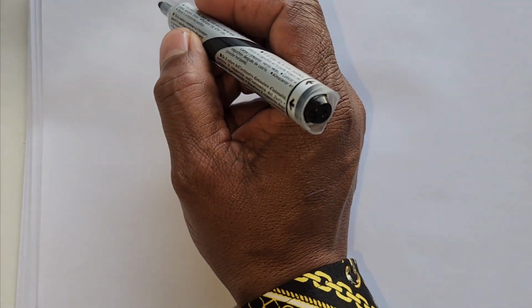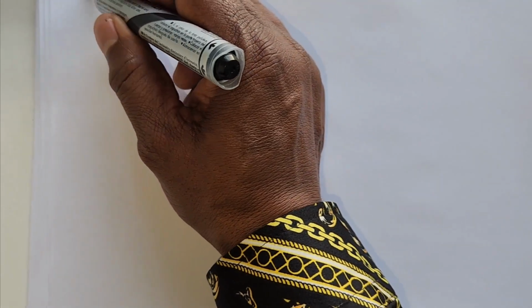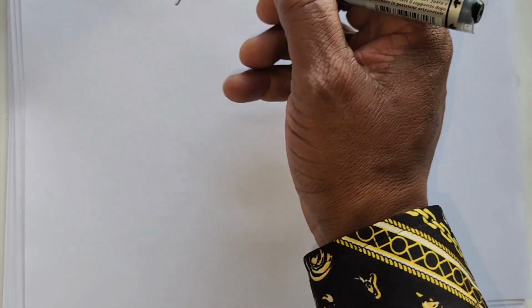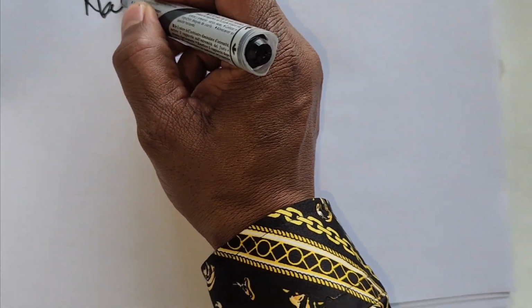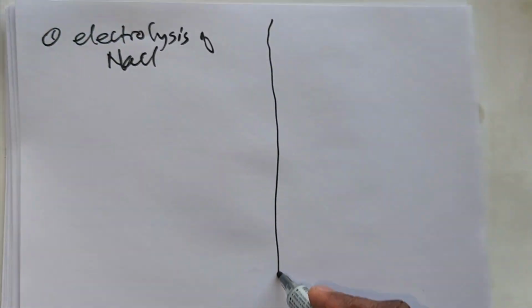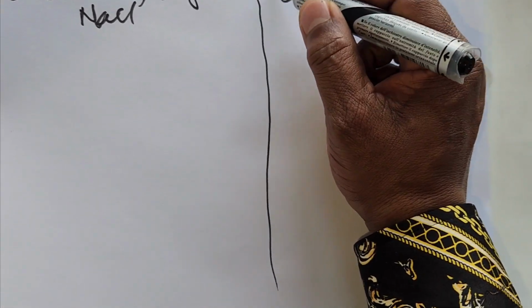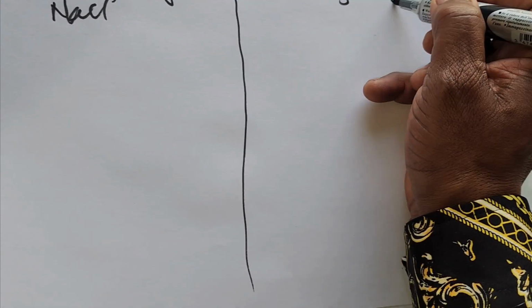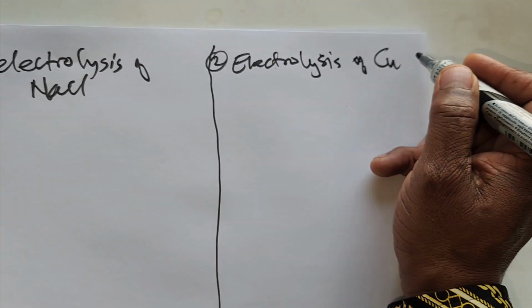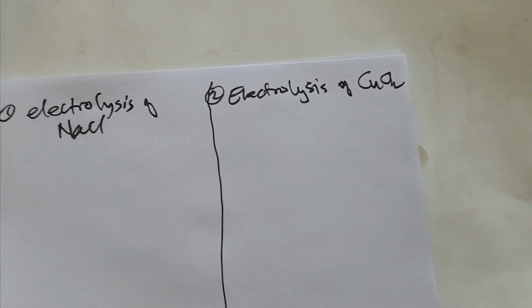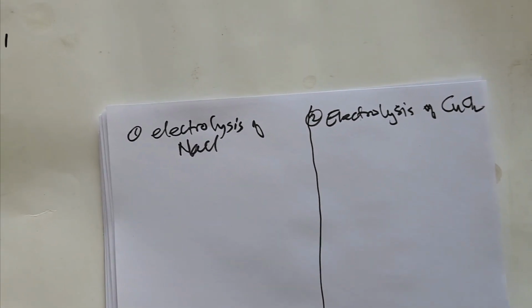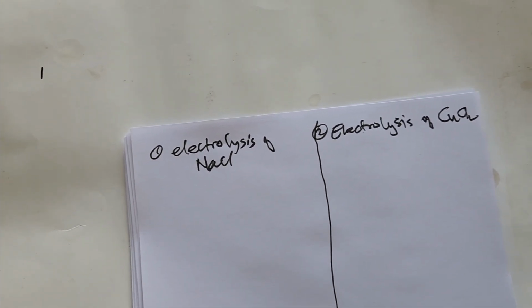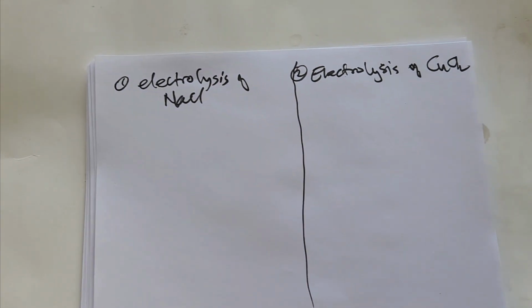We have electrolysis, that's cell number 1: electrolysis of sodium chloride. Another cell, number 2: electrolysis of copper chloride. These are the two cells that we'll be studying, the ones that normally deal with electrolytic reactions.